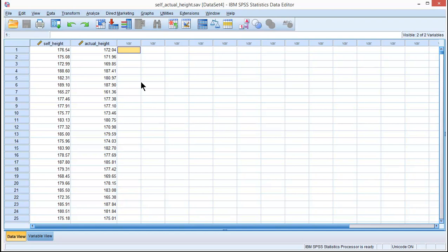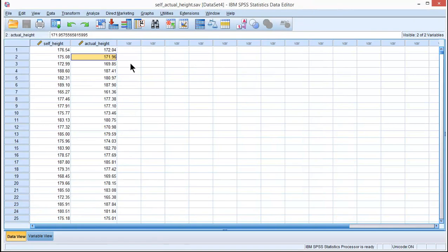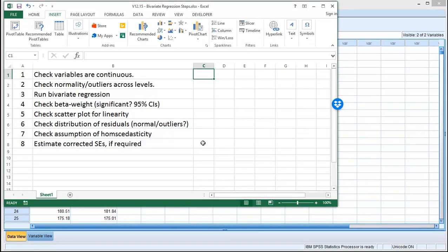And I'm also going to estimate what I would predict someone's actual height to be if they were 183 centimeters tall. So in order to conduct the analysis, I'm going to go through my trusted steps. Are the variables continuous? That's the first question I need to answer. Check that the variables are continuous. Well, height is a ratio scale. They are definitely continuous in nature. So that is an easy one.